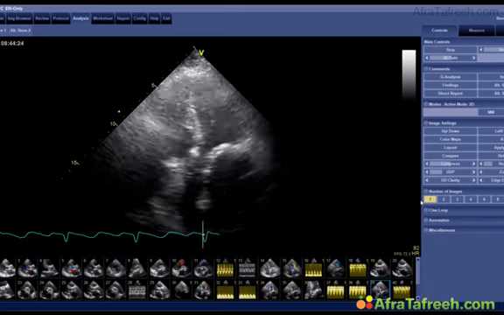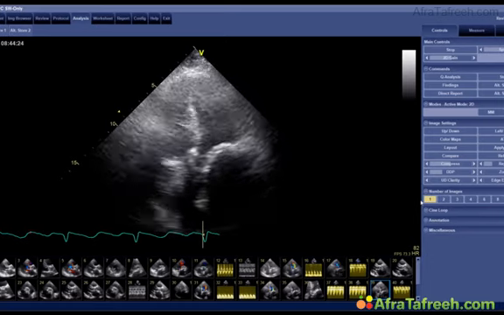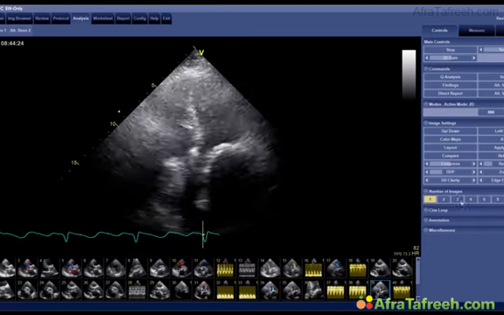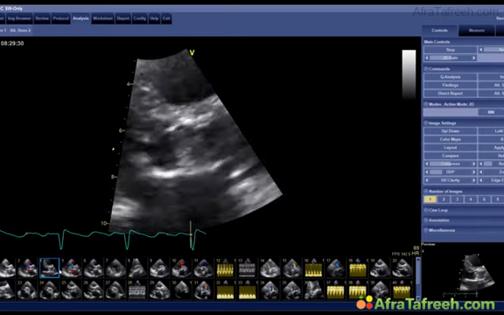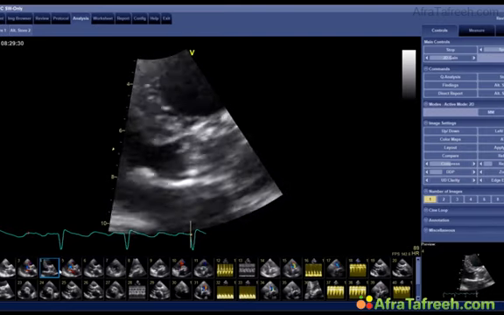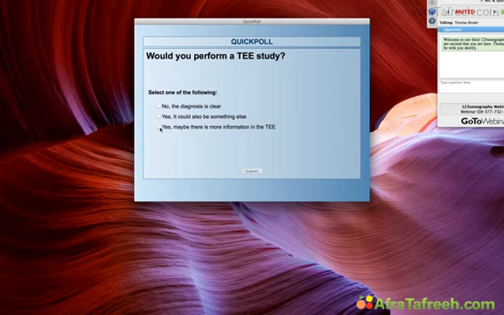I can't see the polls here. One second. Just give me a second. While I try to fix this technical bug here with putting the poll up, just take a look at this valve again. Would you perform a TE study in this patient?